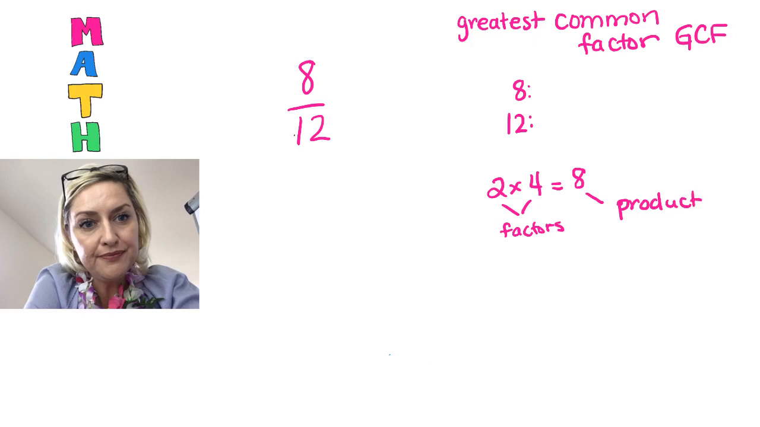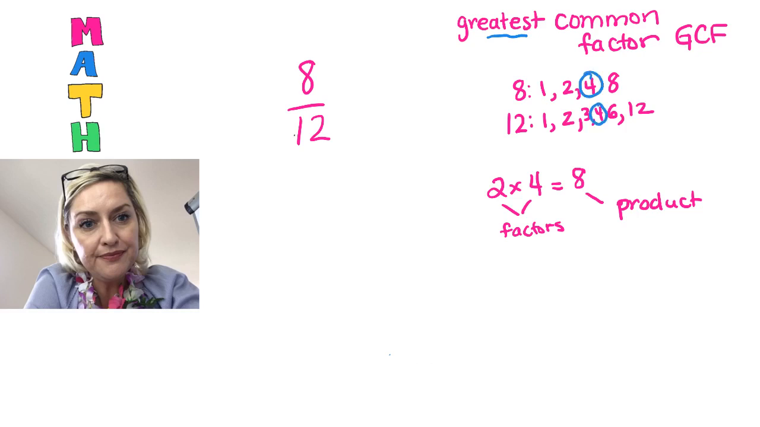So for us to do this process of simplifying our fraction, we need to first find the factors. The factors of 8 are 1 and 8, and 2 and 4. The factors of 12 are 1 times 12, 2 times 6, and 3 times 4. So we have our factors of 12 and 8. Which number is the biggest? They share 1 and 2, but 4 is the biggest one. So that's their greatest common factor.